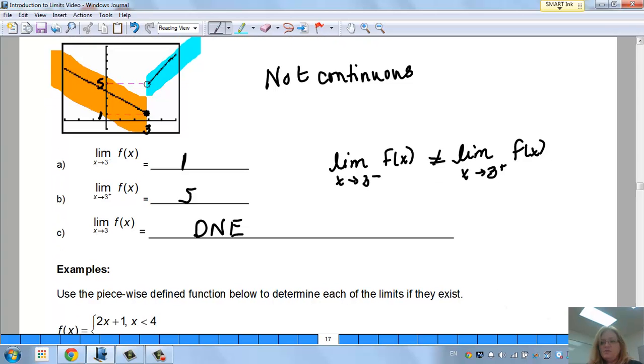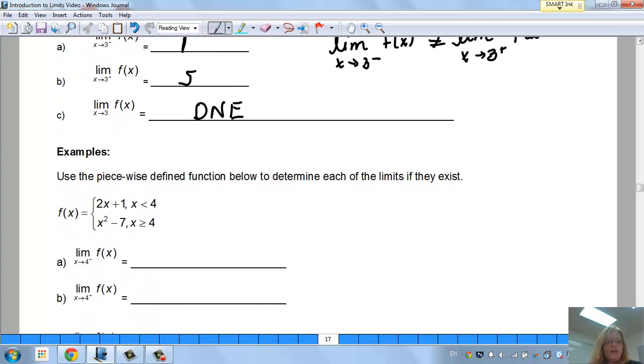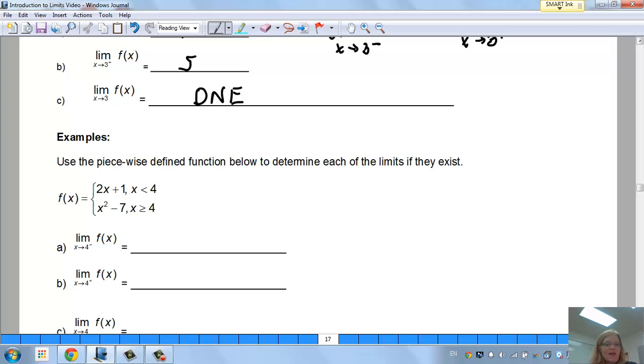Okay, let's use this piecewise function below to determine each of the limits if they exist. So now I don't have a graph, but I have a piecewise function. So we're going to approach 4 from the left. Well, this is x is less than 4, so this is approaching 4 from the left. So we learned that you just substitute it in. That's the first thing you do. So I'm going to do 2 times 4 plus 1. Even though 4 is not included, this is all values less than 4 up to 4. And when I get that, 2 times 4 is 8 plus 1 is 9. So my point would be actually 4, 9, that you would approach but not quite get to.